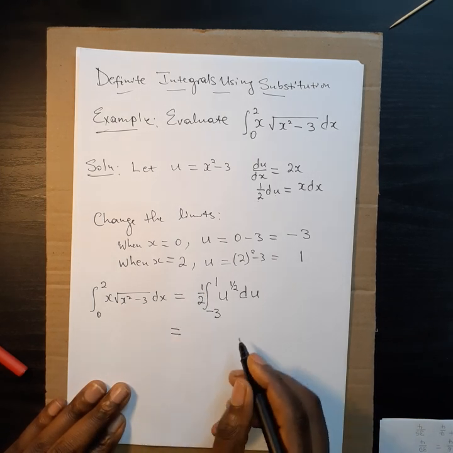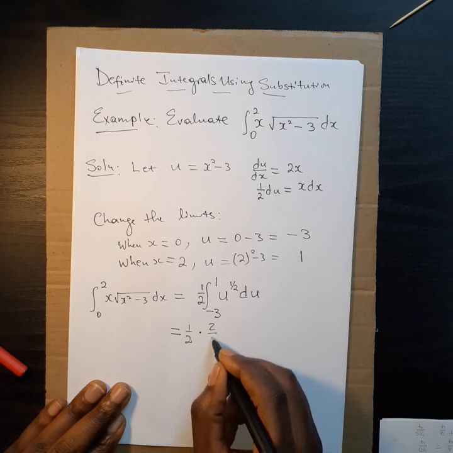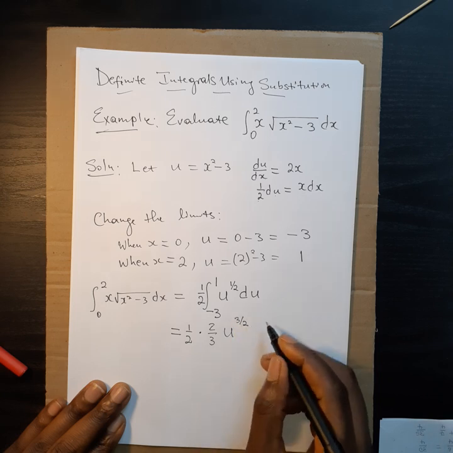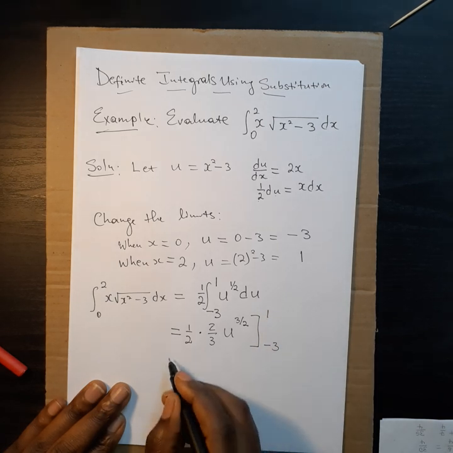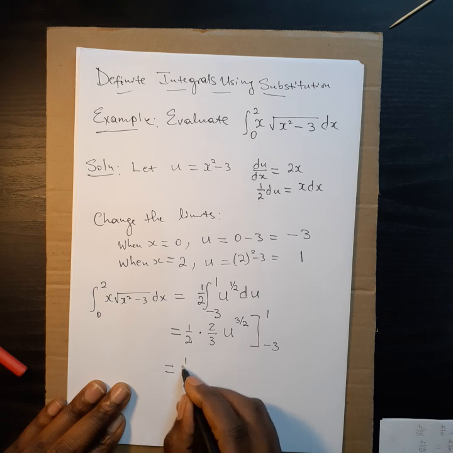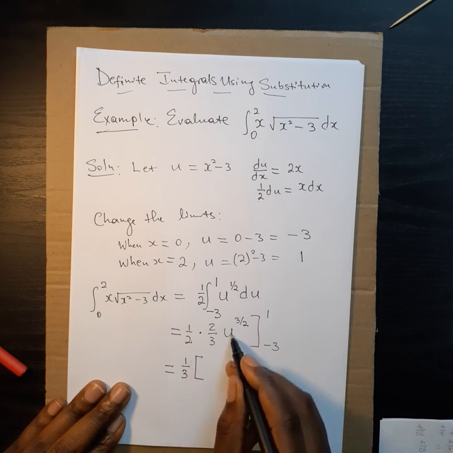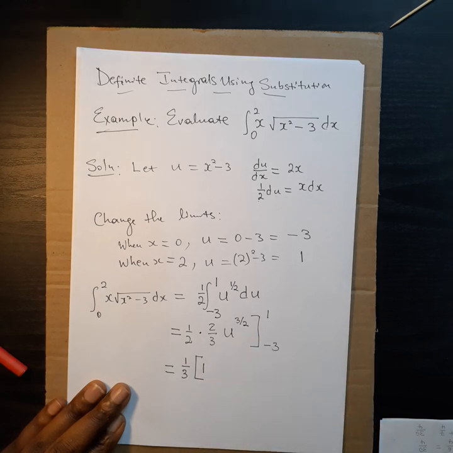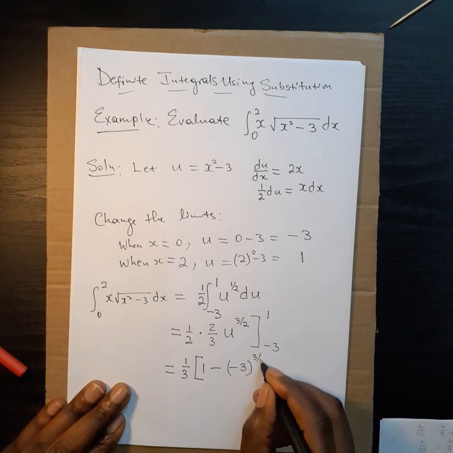So this will be equal to, then we integrate, we have our half, which is there, then we multiply by our 2 over 3, then we multiply by u, we added 1 there, so it will become 3 over 2, and then this is evaluated from minus 3 to 1. See how easy it is? Because now we no longer go back to x, we just evaluate it straight away. So we've got our 1 over 3 here, because this and that will cancel. Then for u, the upper limit is 1, so square root like that, and the cube is still 1, and then we subtract, and then we put our minus 3, then we raise it to the 3 over 2, like that.